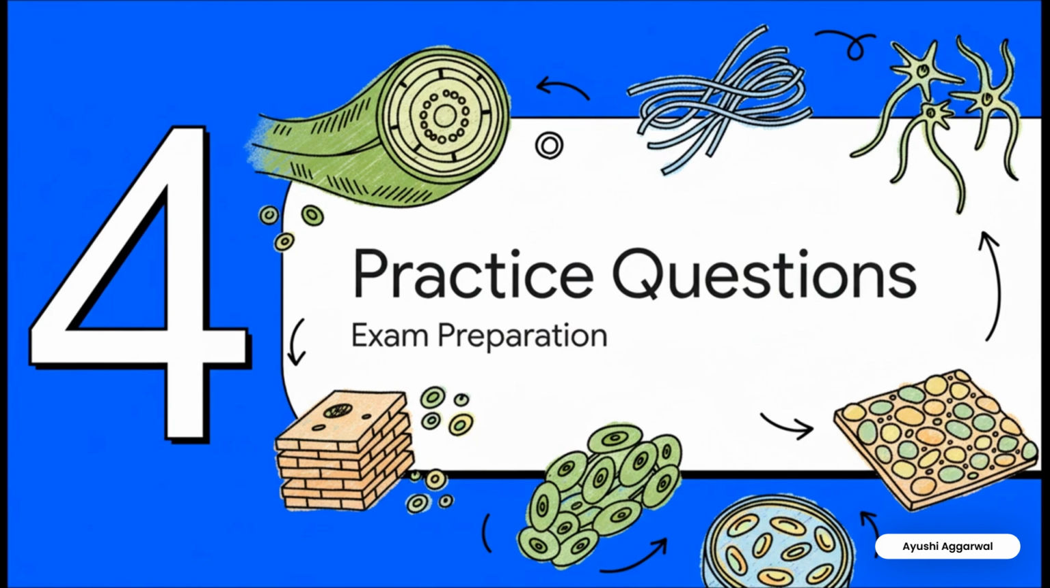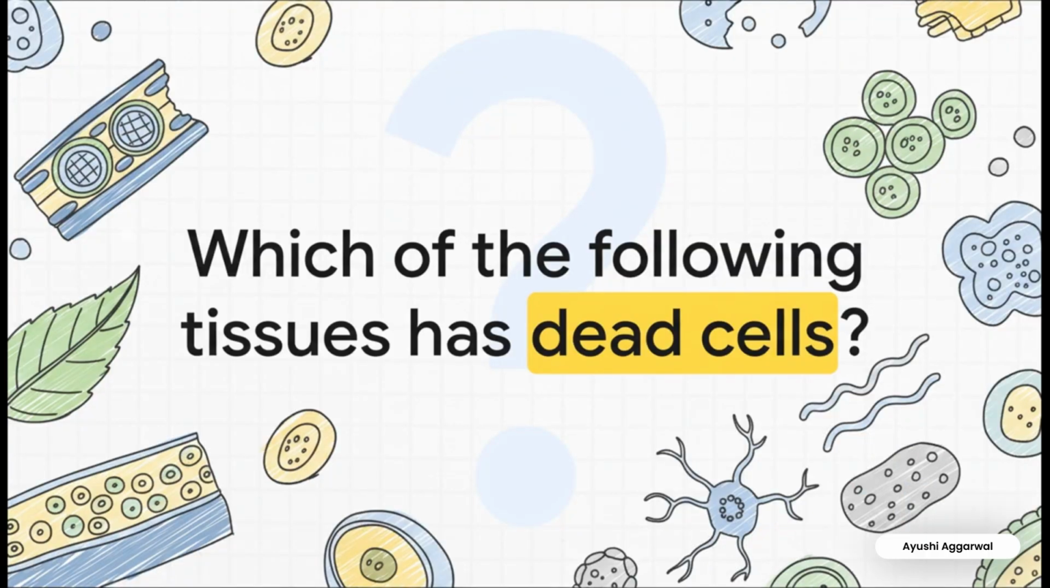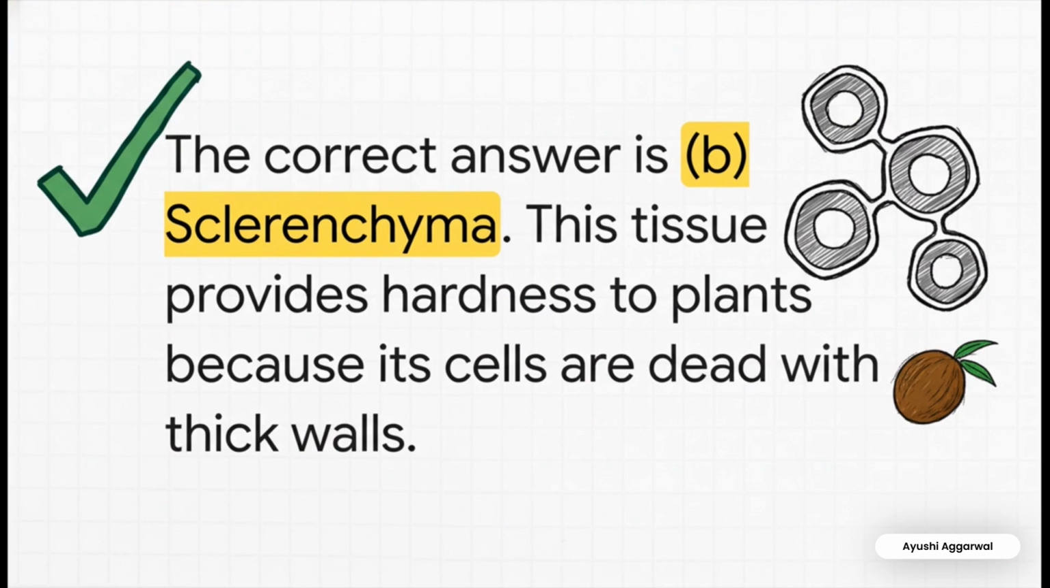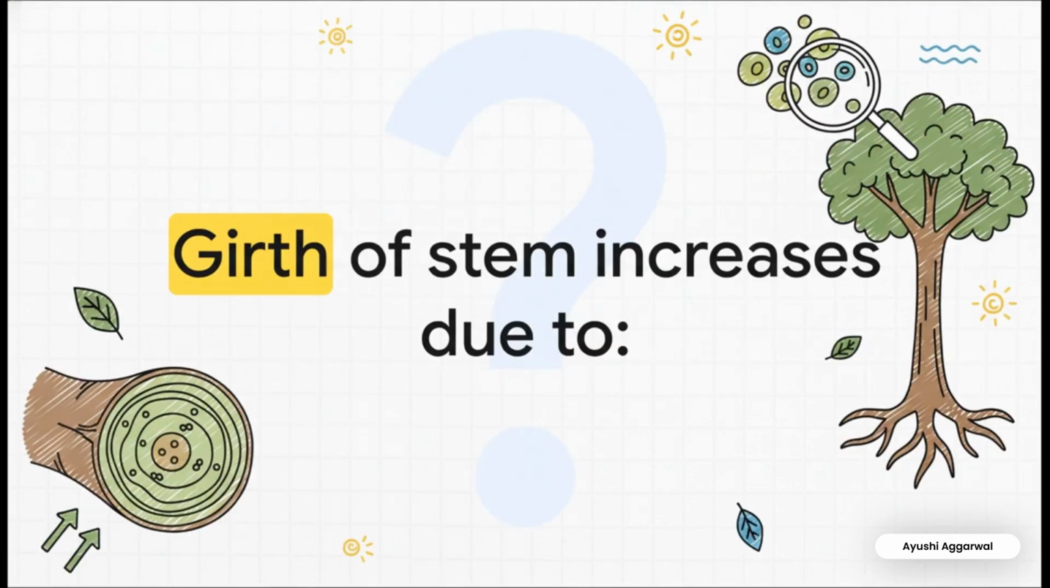Okay, so the theory should be crystal clear now. But it's time to put that knowledge to the test. Let's solve a few important multiple-choice questions that often show up in exams. You ready for the challenge? First question is on your screen. Which of these tissues has dead cells? You've got about 3 seconds. Think about it. 1, 2, 3. And the correct answer is B, sclerenchyma. Remember we called it the plant's armor? This is the tissue that gives plants their hardness and strength, all because its cells are dead and its walls are thick.